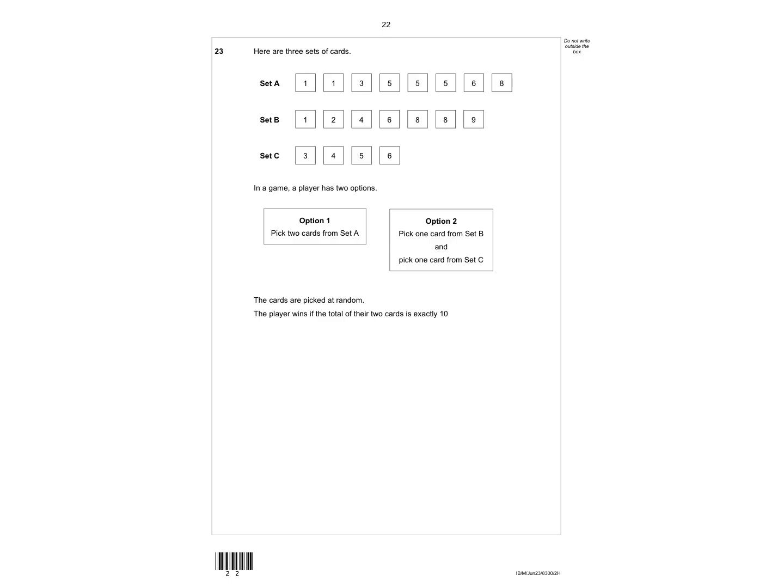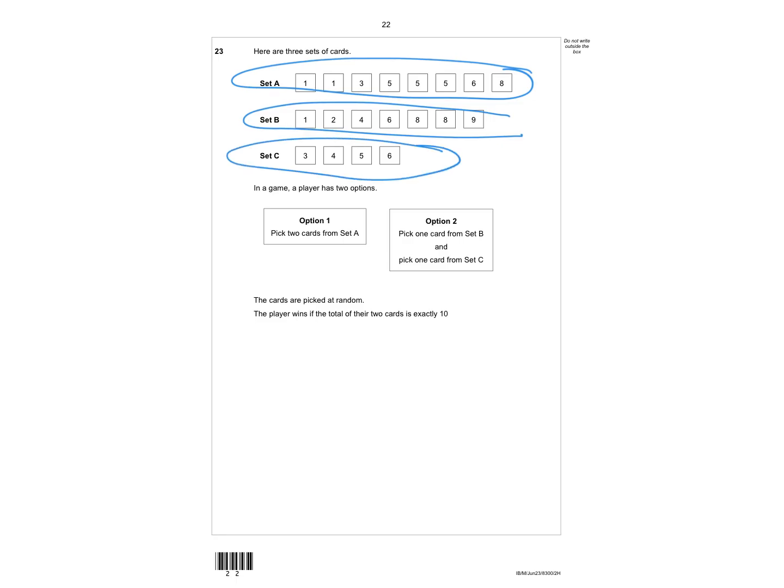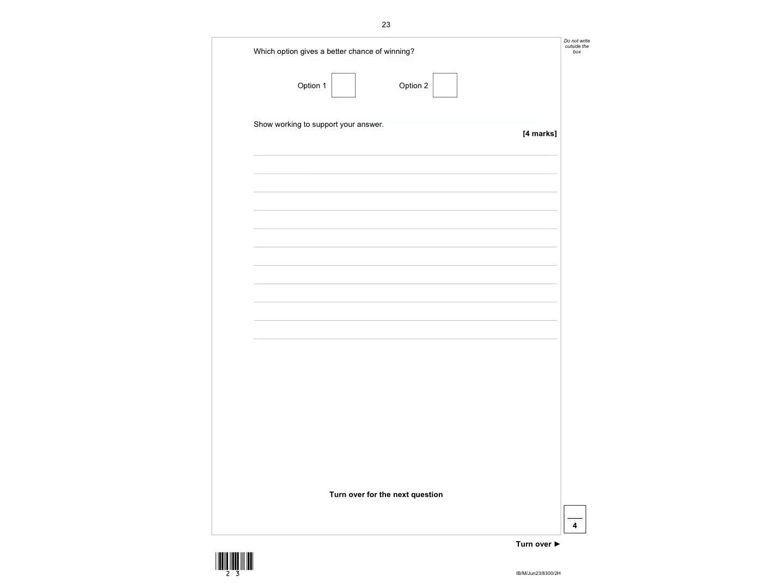Right, question 23. There are 3 sets of number cards: set A, set B, and set C. And in a game, a player has 2 options. Option 1 is to pick 2 cards from set A, and option 2 is to pick 1 card from set B and then 1 card from set C. The cards are picked at random. The player wins if the total of their 2 cards is exactly 10. Okay, so which option gives a better chance of winning?